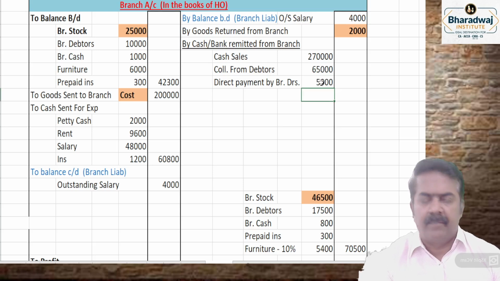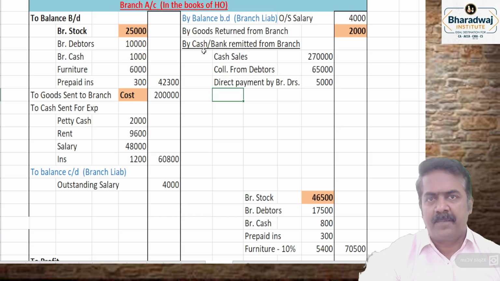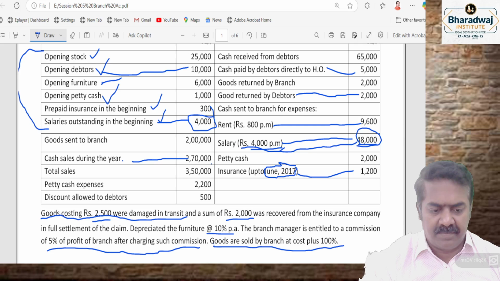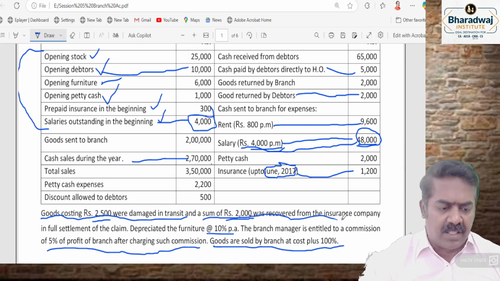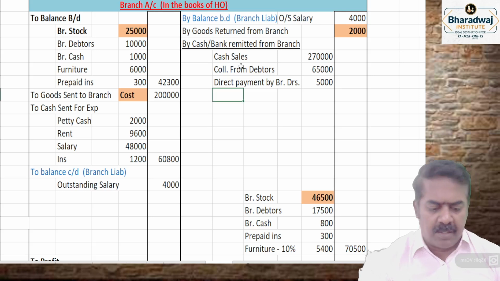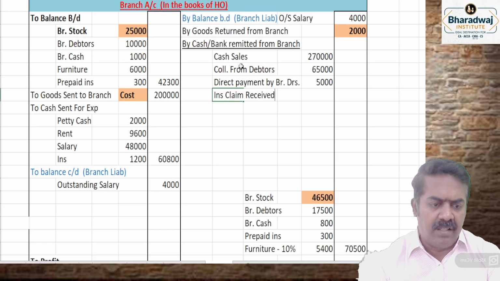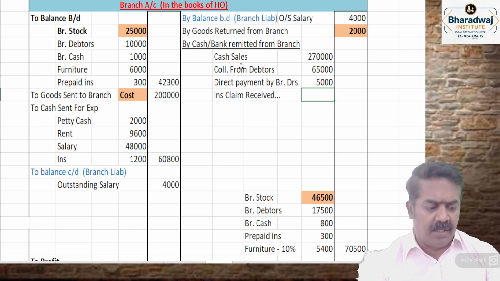Then anything else? Anything else receipt on behalf of the branch? Think, there is something. Look at the last line. Sum of 2,000 was recovered from which one? Insurance company. Insurance claim received. All these things would have been received by head office on behalf of the branch. 2,000.